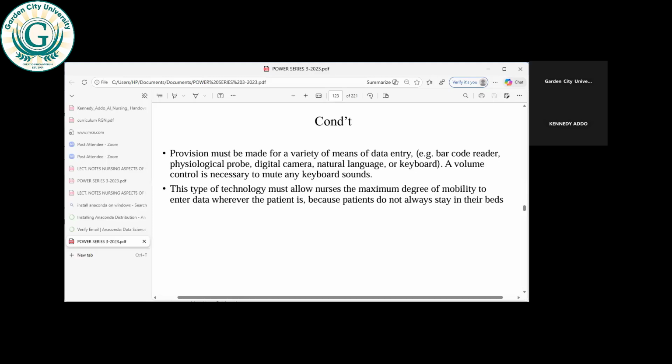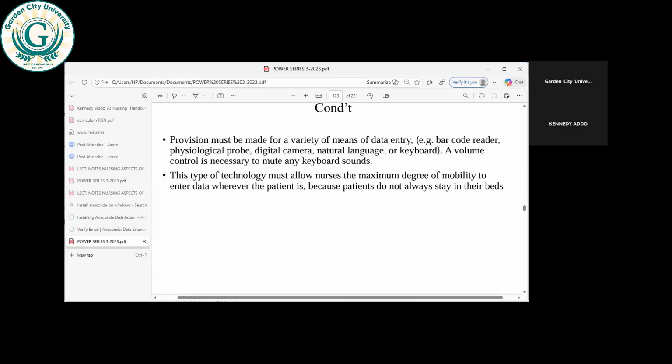This type of technology must allow the maximum degree of mobility to enter data whenever the patient is. So there are movable ones where some patients do not stay in their beds. So as they try to even ambulate, you can even use these devices to track them, right? So these are the criteria for source data capture.